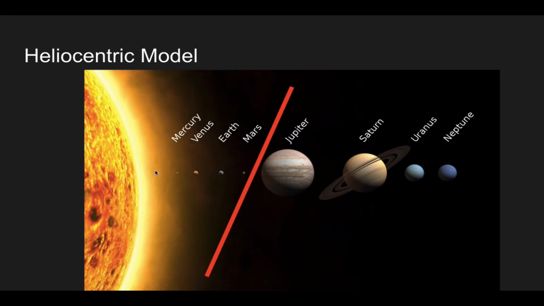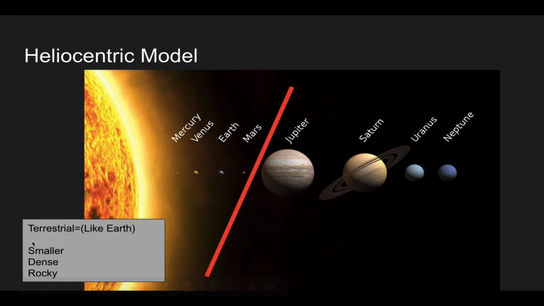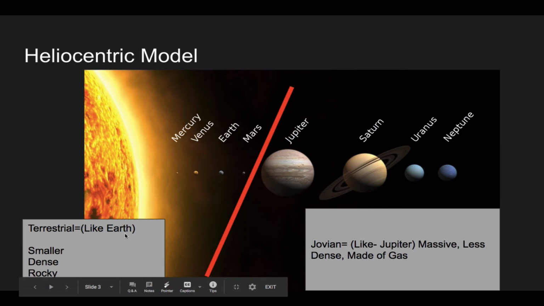The planets on the left are called terrestrial, which means like Earth. They're smaller planets, they're more dense, and they're made of rock. And we happen to live on Earth. The planets on the right are called Jovian, which means like Jupiter. These planets are massive, they're very big, they're less dense, and they're made of gas. Just think a massive gas giant.